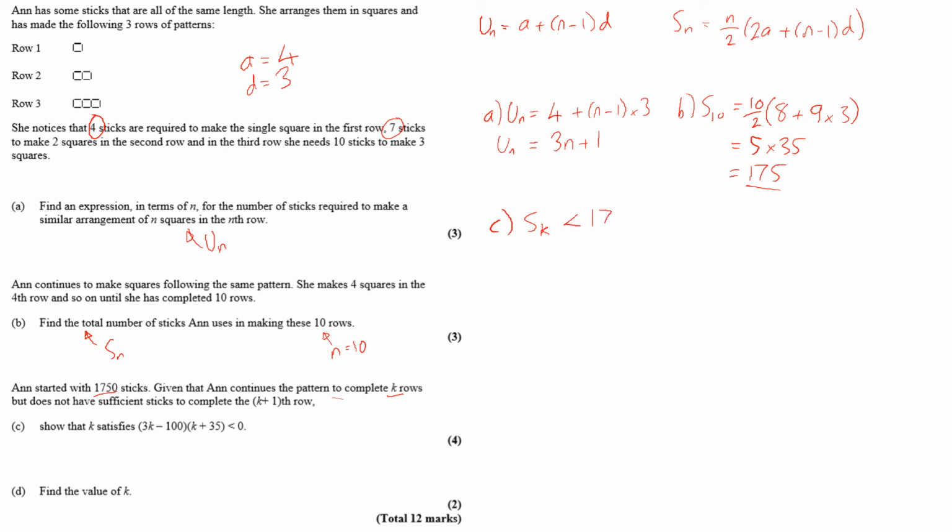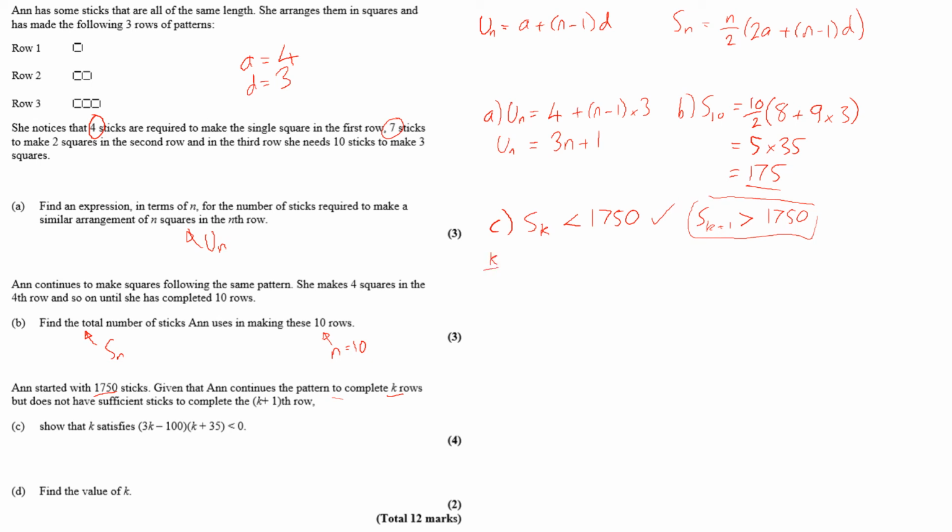So that must be less than 1,750 because then we'd have enough. We could equally say that S of K plus 1 is greater than 1,750, and I think this same method would work with that. But it's going to be more complicated having a K plus 1 than a K, so I'm going to use this first option. So we do know A is 4 still, we know D is 3, N is K now, so let's sub that into our formula and see what it tells us.